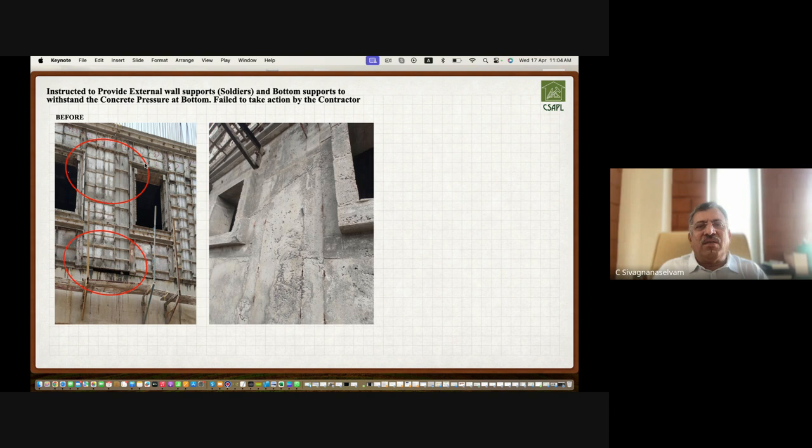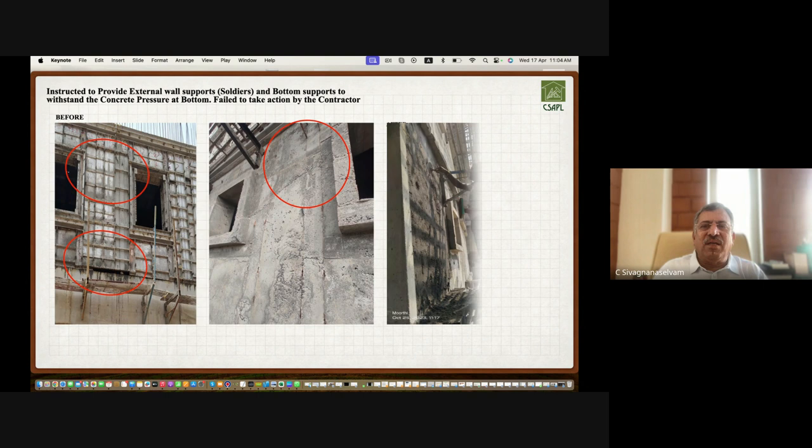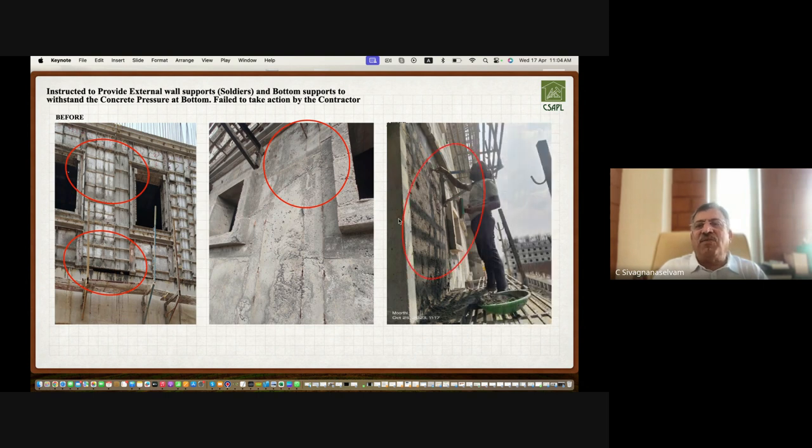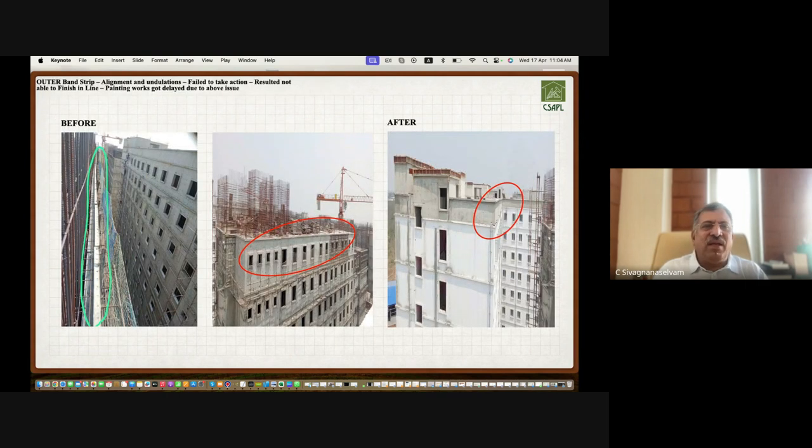And what had happened? See how shabby it is, and it is an outer wall. And being a Maiwan structure, we are not going to plaster it. So how could you finish it? Now we chipped off everything and again it's been plastered. It's time and money. And here again you see, this is the alignment.